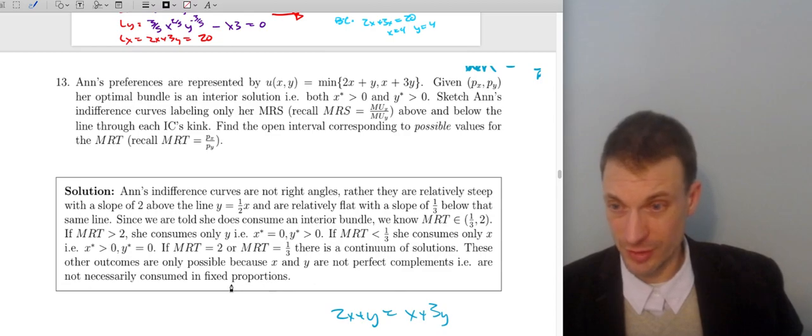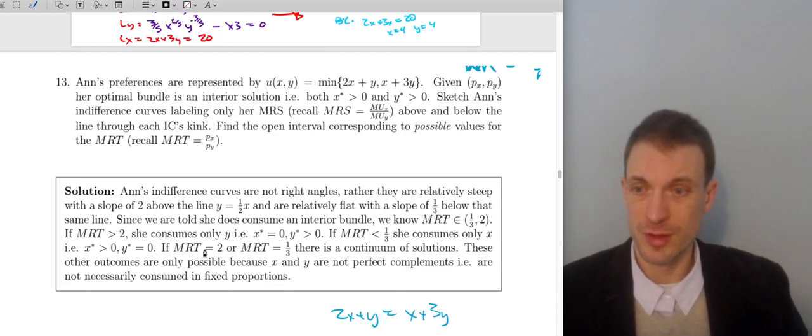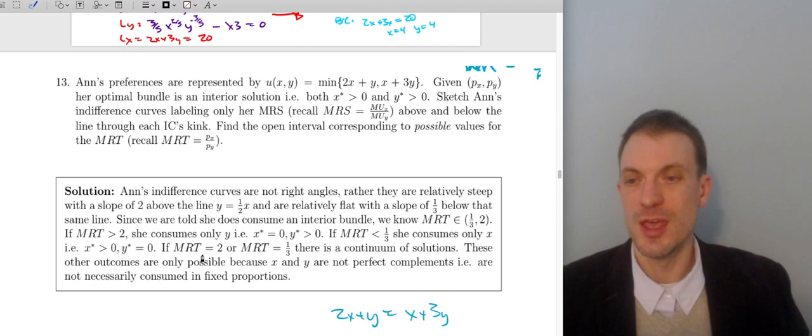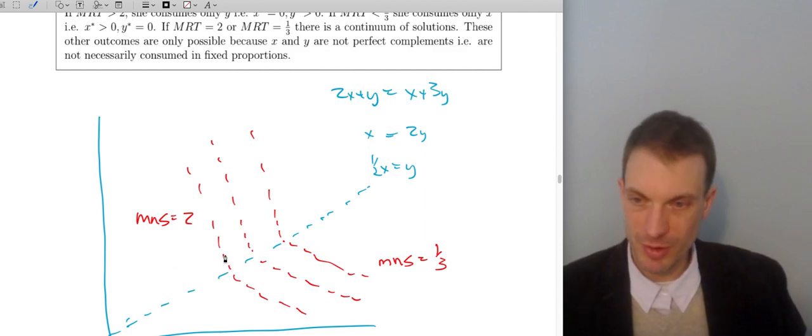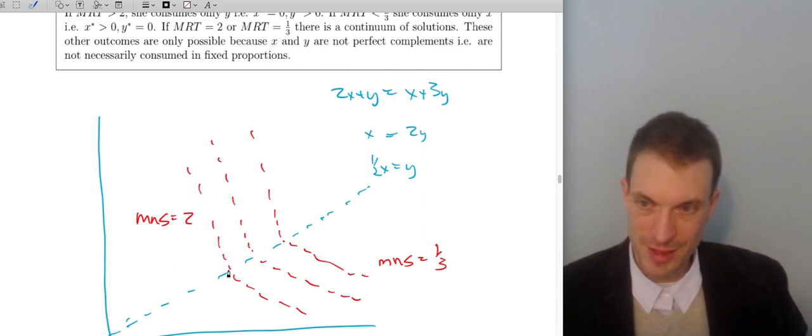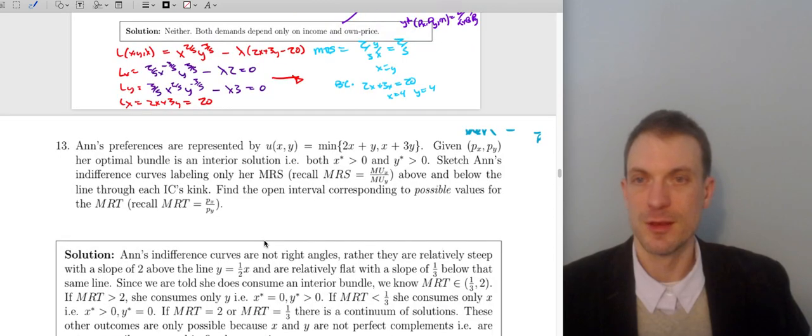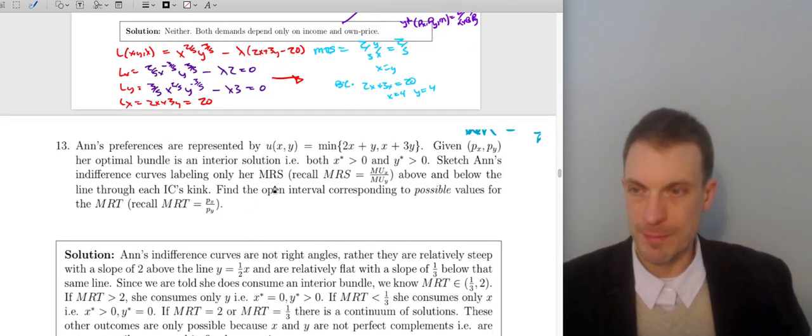I should just say, if the price ratio equals 2 or the price ratio equals 1/3, there is a continuum of solutions. Meaning, if the budget constraint and the indifference curve have the same slope, anything along there is optimal. Okay.